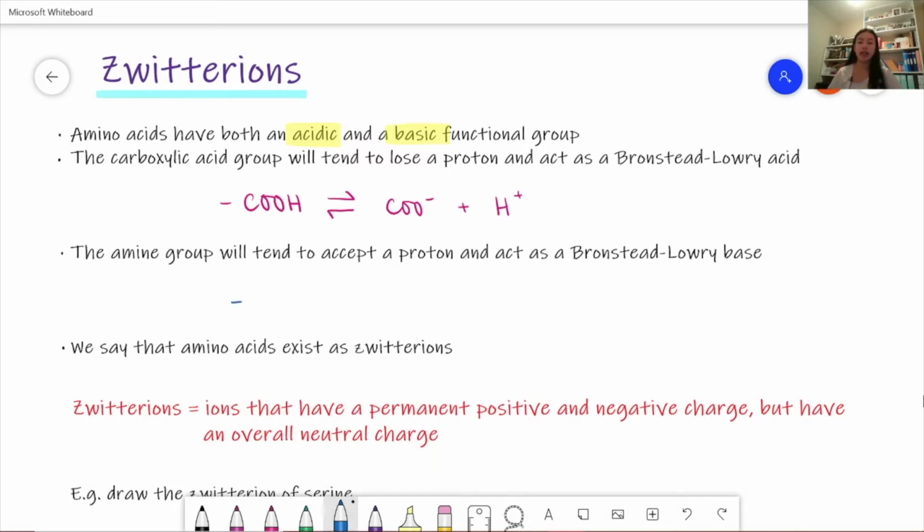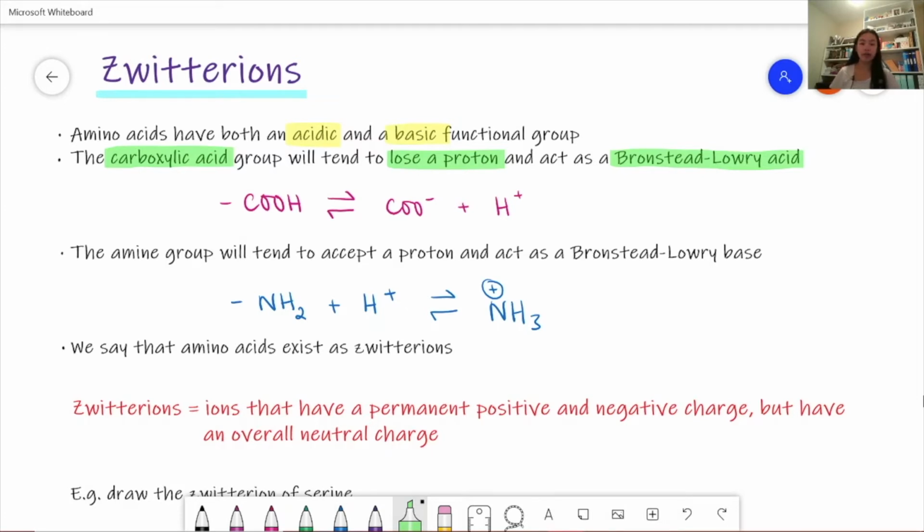So what we have is the amine group reacting with a H plus, so it accepts a proton, and this is in equilibrium with the ion NH3 plus. It's really important to remember which group accepts a proton and which group loses a proton. So we have the carboxylic acid group losing the proton, and so it acts as a Bronsted-Lowry acid. And this is quite easy to remember because a carboxylic acid we associate with acids.